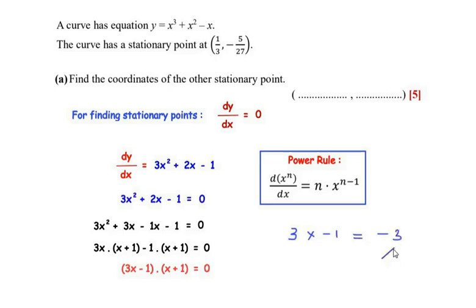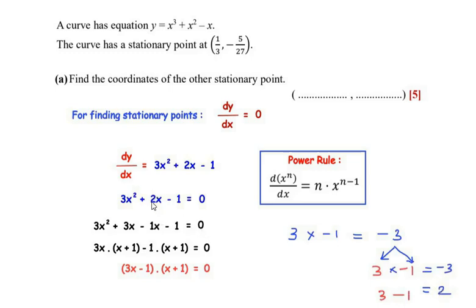So we have to find 2 factors of negative 3 in such a way that when we multiply them, we should get negative 3, and when we add them or subtract them, we should get the middle term, which is plus 2 over here. The 2 factors we can think about here are 3 and negative 1, because 3 times negative 1 gives us negative 3, and 3 minus 1 gives us positive 2.